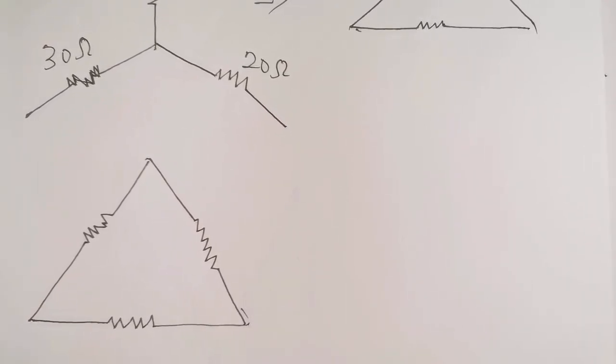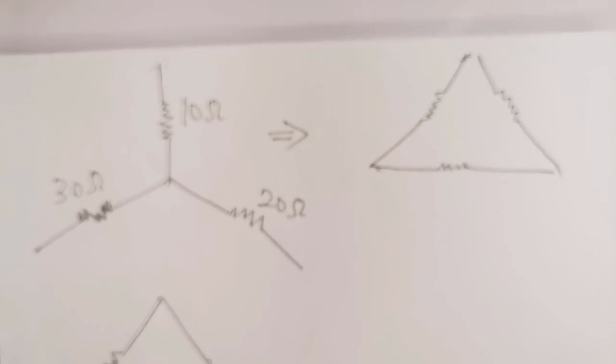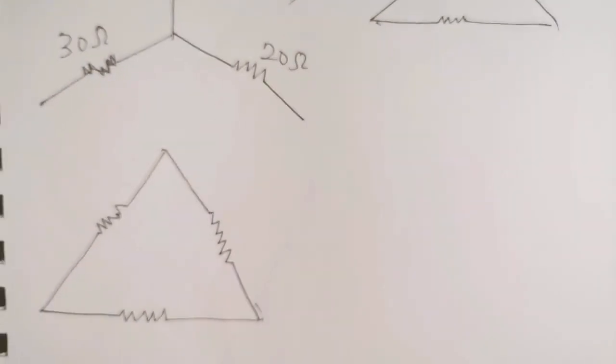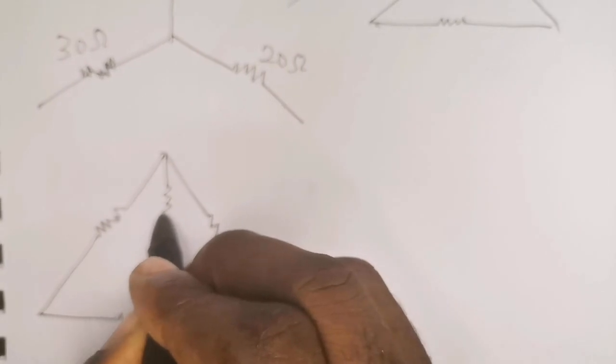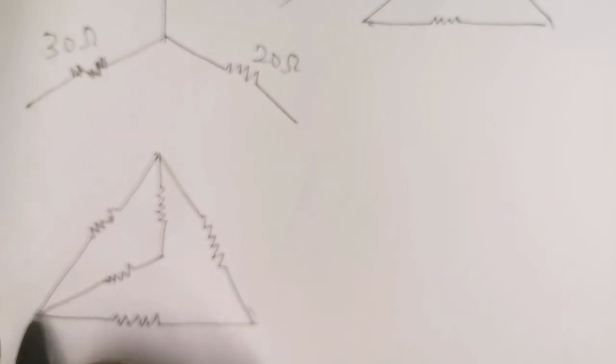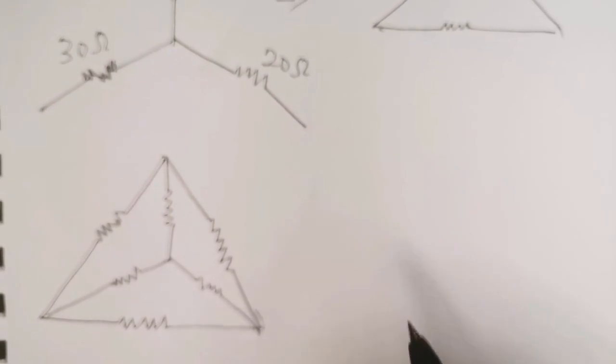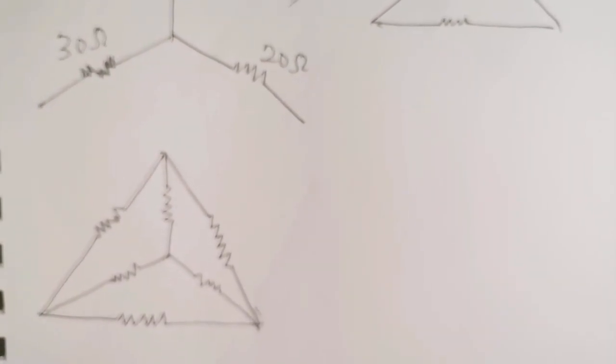Now, having drawn your delta network, you draw the given star network inside the delta network. So this is our star network. You draw this given star network into the delta network, and if you do that, you're going to have this. So this is the star network inside the delta network.